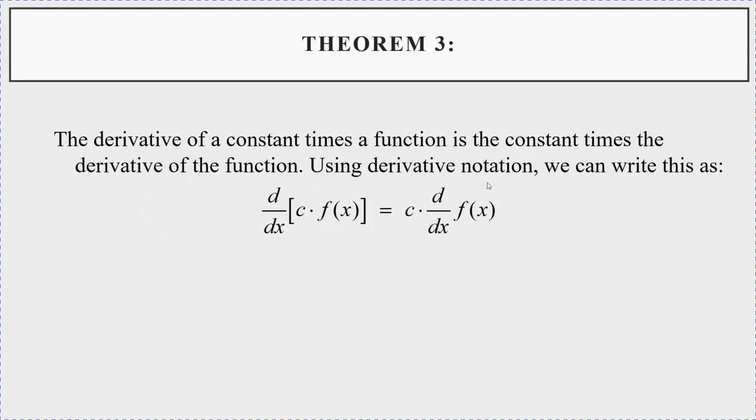All right, the next one, the derivative of a constant times a function is the constant times the derivative of the function, okay? So using the derivative notation, we can write this as the following. If I say find the derivative with respect to x of some constant times a function, really what you can think about it, okay, basically is you can factor out the constant.